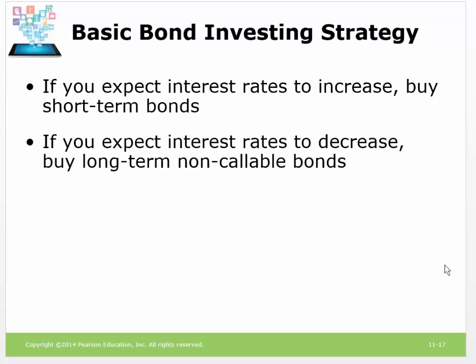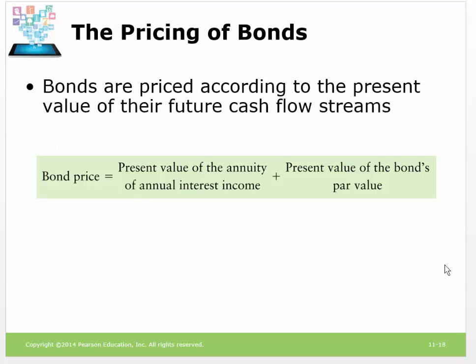So let's talk about this in general. The pricing of bonds is really a time value question, right? What is the value of the interest income that you will receive over this time frame? And what is the value, in today's terms, of this bond's par value at maturity? So what are those two things?